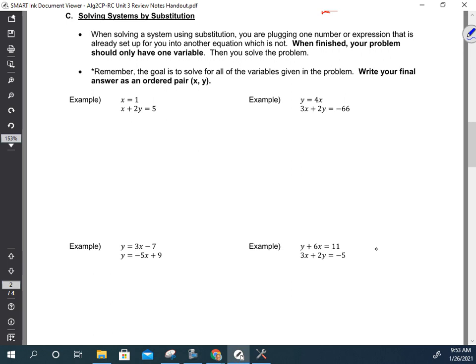So the first example is the easy substitution. X equals 1, and x plus 2y equals 5. They're already telling you that x is equal to 1. Plug it in. So you take x equals 1 and you plug it in. So if you plug in x equals 1, 1 plus 2y equals 5. That's some easy stuff. Subtract 1. Divide by 2.